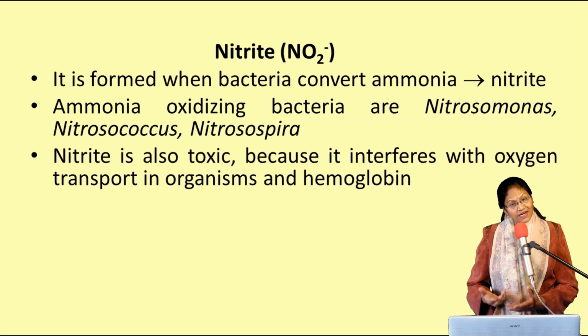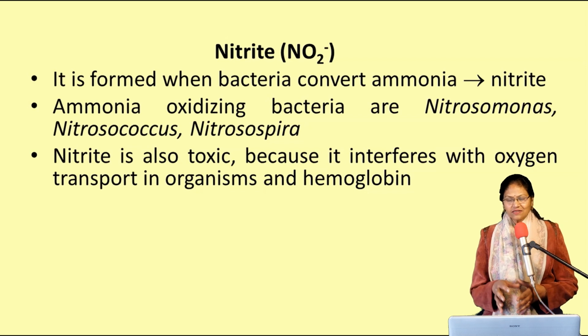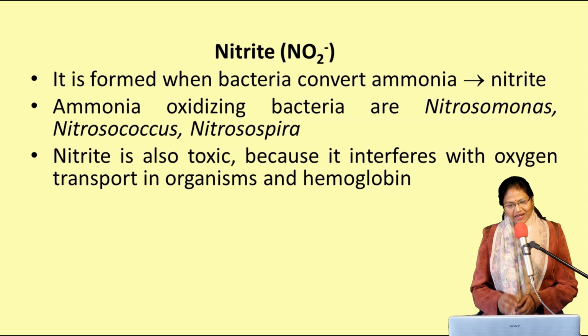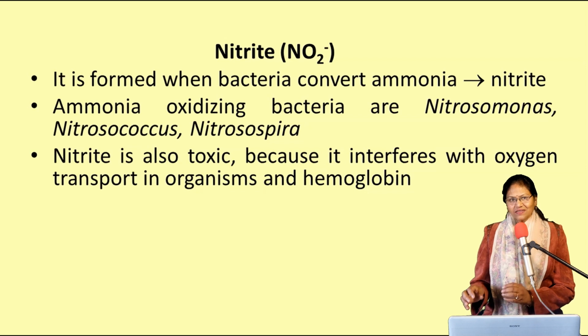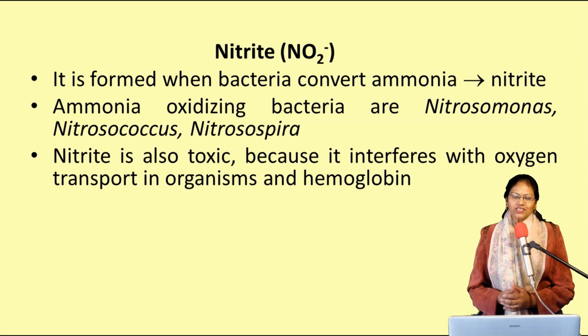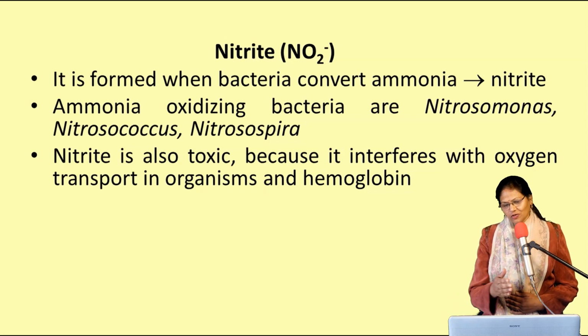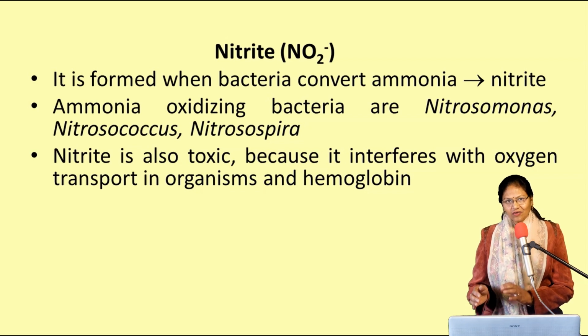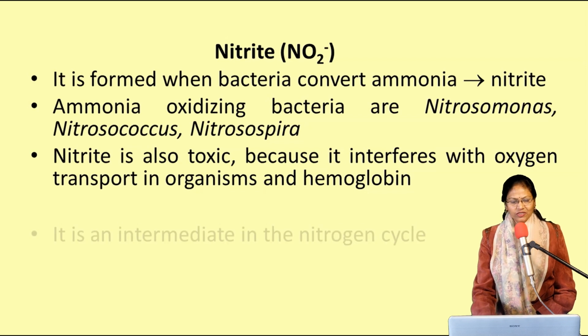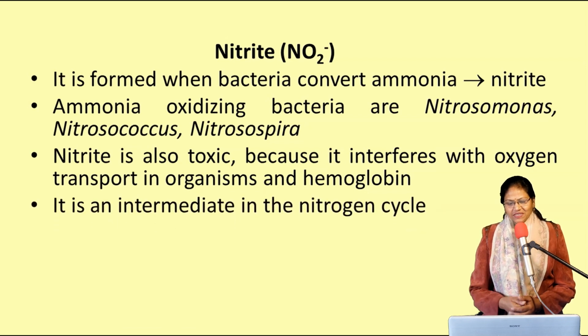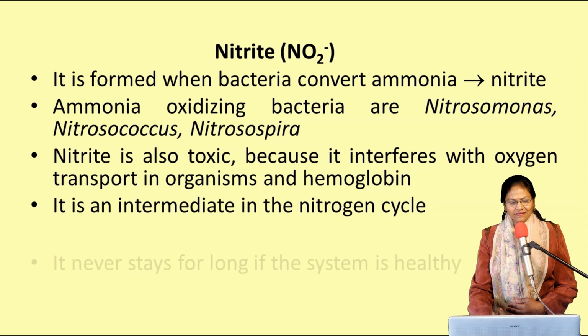So nitrite is also toxic. It's not that ammonia is very toxic, so nitrite is safe. No, nitrite is also toxic because it interferes with oxygen transport in organisms, and it also disturbs hemoglobin production. So that's why this is also toxic. But the first step of the conversion of ammonia is the formation of nitrite. So this is the intermediate compound. It is intermediate in the nitrogen cycle.